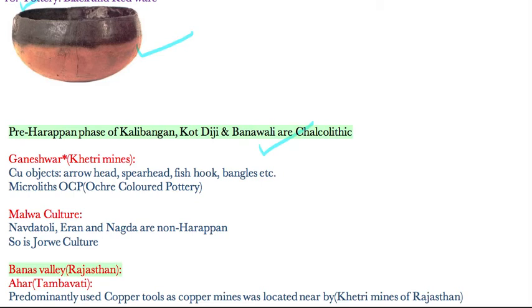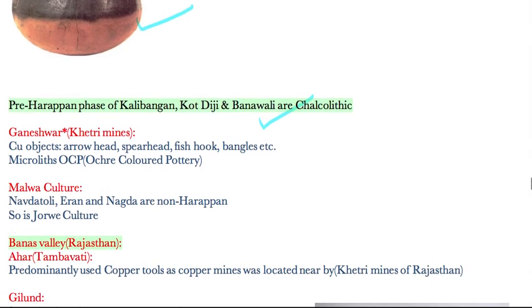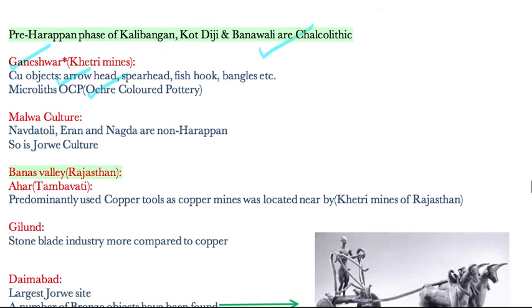And then Ganeshwar was also contemporary. Ganeshwar is a site near the Khetri mines, so it was contemporary to the Harappan civilization. They used to provide copper to the Harappan people. At this site, a lot of copper objects have been found. And what are those? Those are arrowheads, spearheads, fish hooks, bangles, etc. And microliths have also been found, and OCP is also found. What is OCP? OCP stands for ochre colored pottery. So these are the things found there, and the Ganeshwar people were contemporary with the Harappan people.